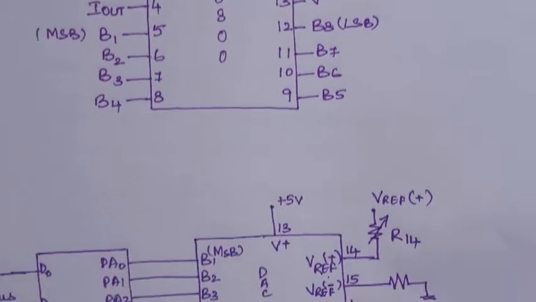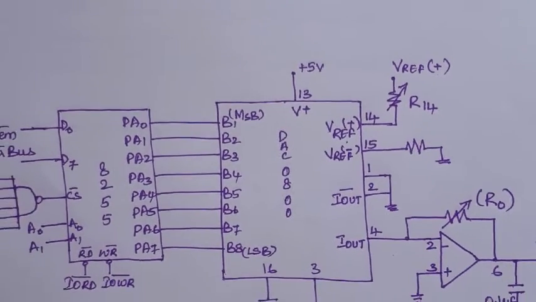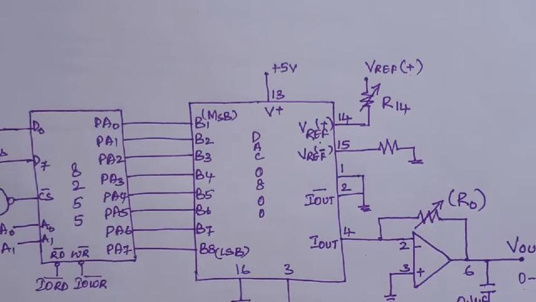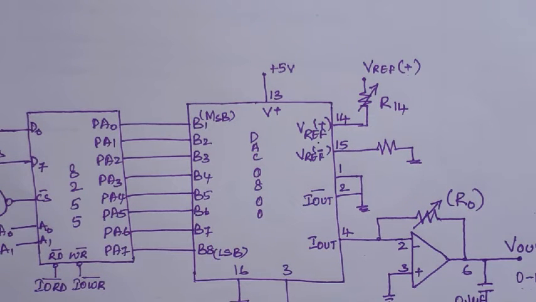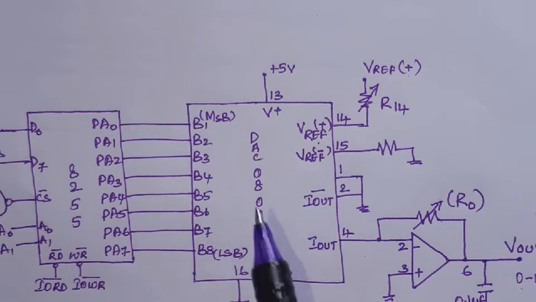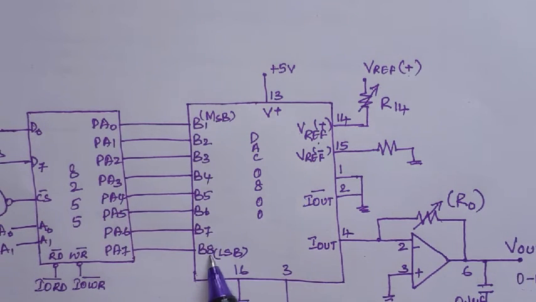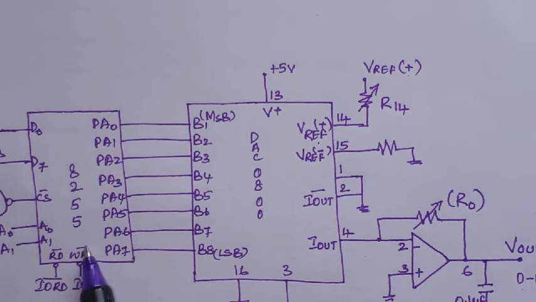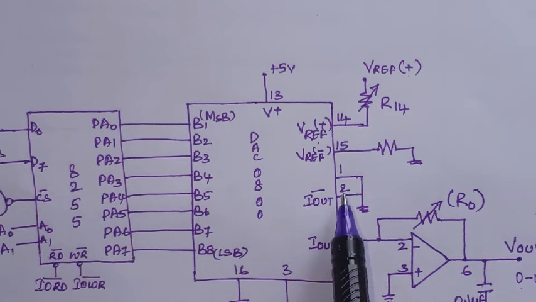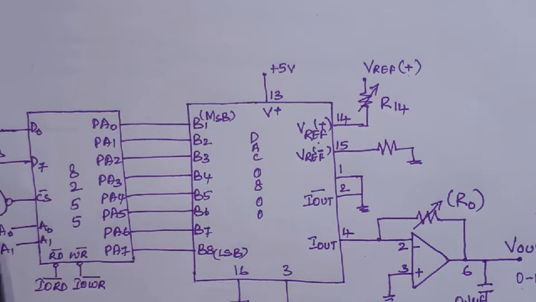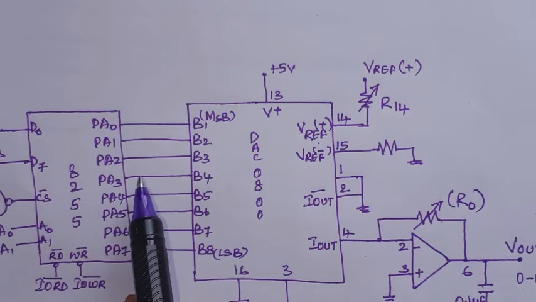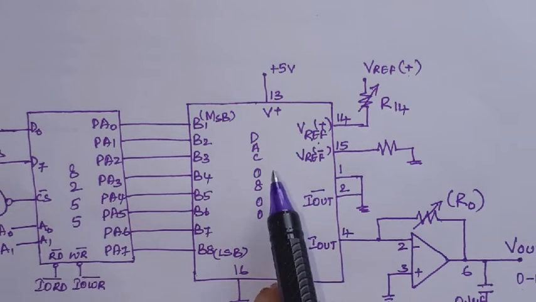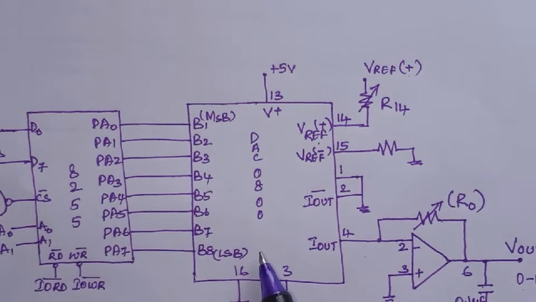Now let's see how this is interfaced, connected with the processor through the 8255 peripheral interface device. Here we can see this is the DAC chip. The digital input is connected to the port A pins of 8255. So port A we have to initialize as an output port. The digital data comes from the processor to port A. From port A this is given as input to the DAC chip.